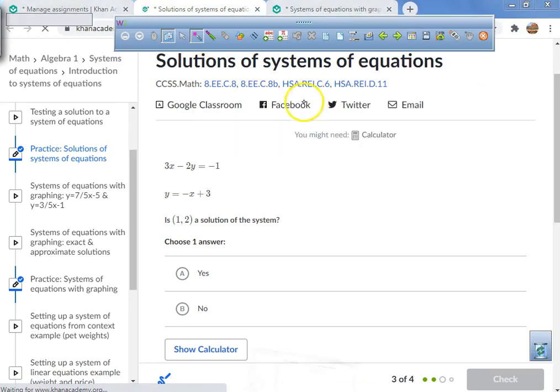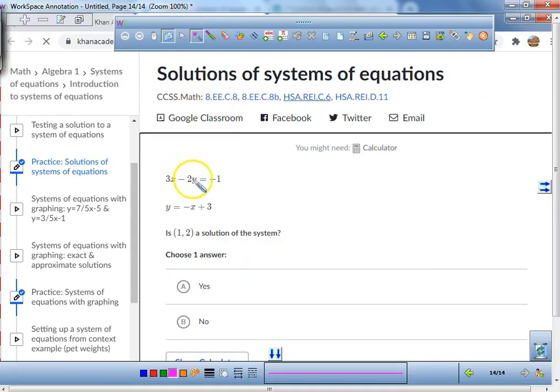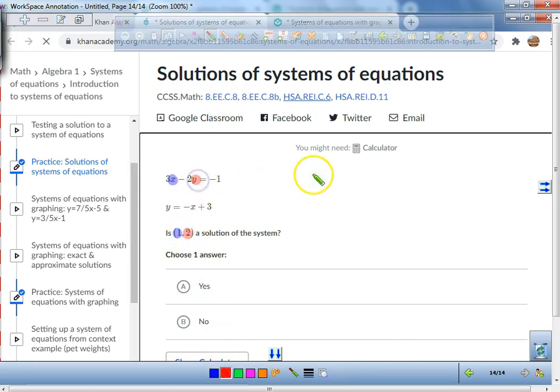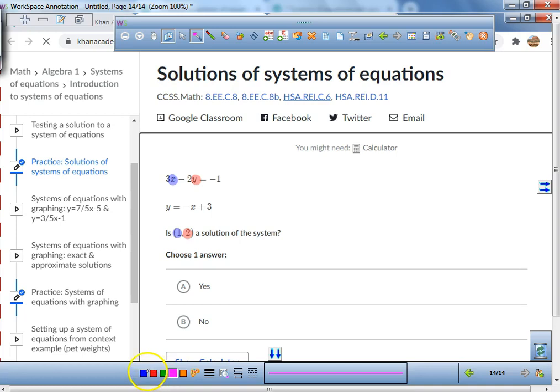All right, so here's how it works. You got 2 little equations, one in standard form, one in slope-intercept form. And what I got to do is I got to plug in that for my x. And I got to plug in this for my y and see if it works. So here we go. See if it works.